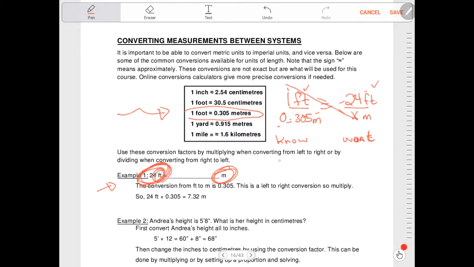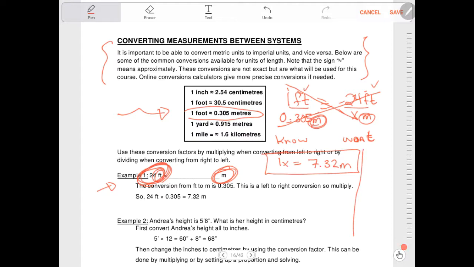So that's 1 times x, which is 1x. Then you multiply these two together. You're going to get a value of 7.32. And remember, meters was on the bottom, so meters is on the bottom here. So your answer is 7.32 meters. In other words, 24 feet is equal to 7.32 meters. They do talk in here about approximations. I'm not too worried about that.